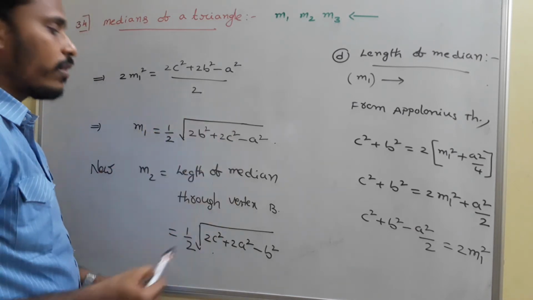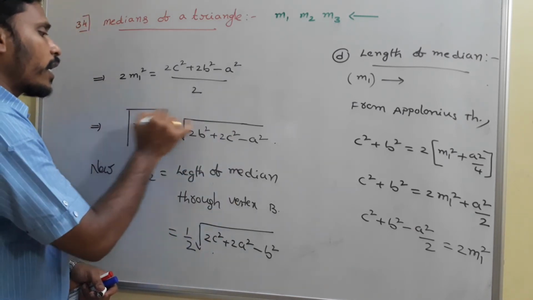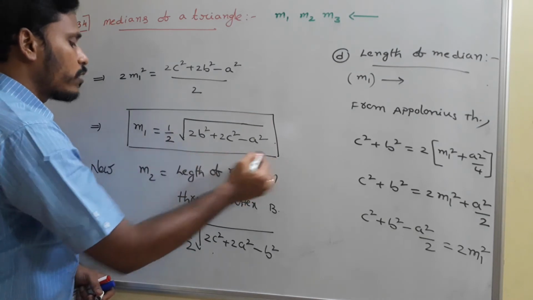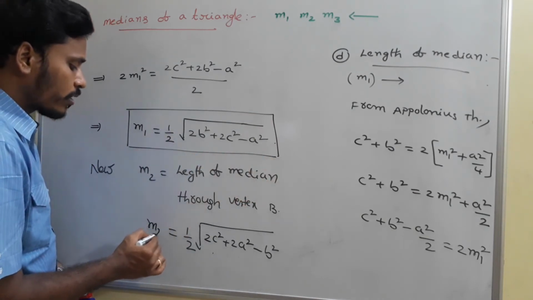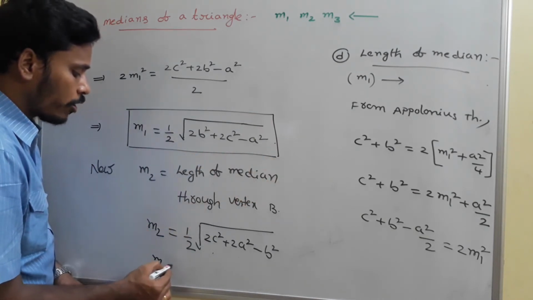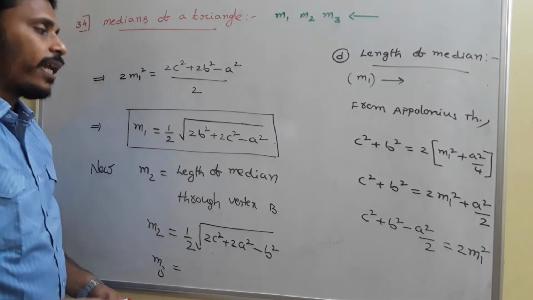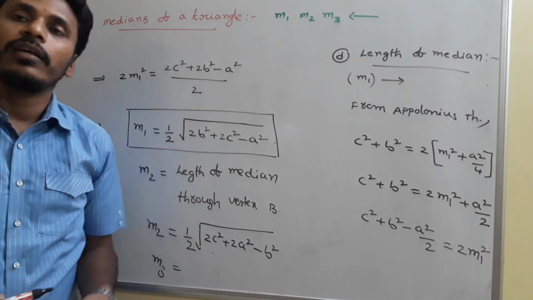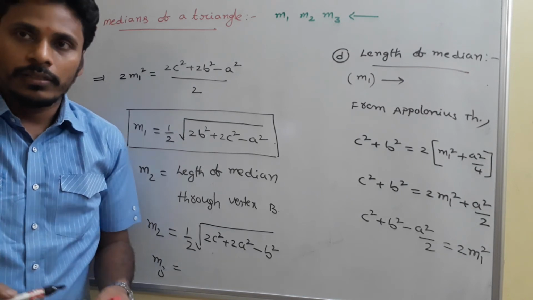At the end, leave all this derivation. You just pay attention and memorize these rules. m₁, m₂, and similarly you may write m₃ also. These rules will directly help us to calculate the length of medians. Just have a look.